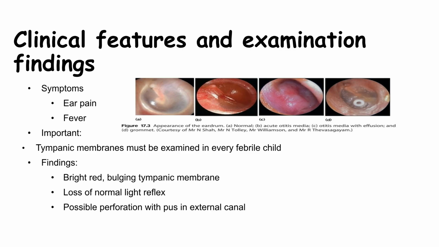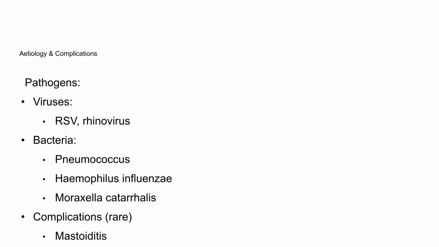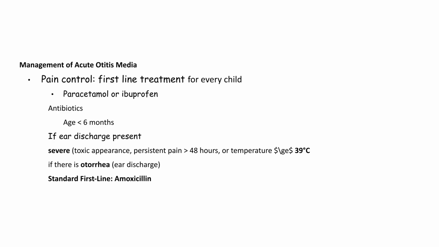It is important to examine the tympanic membranes in every febrile child for findings such as a bright red, bulging membrane, loss of the normal light reflex, or possible perforation. The etiology involves both viruses, like RSV and rhinovirus, and bacteria, such as pneumococcus, Haemophilus influenzae, and Moraxella catarrhalis. Rare complications include mastoiditis and meningitis. Management prioritizes pain control with paracetamol or ibuprofen as the first line of treatment. Antibiotics, specifically amoxicillin, are indicated for children under 6 months if ear discharge is present, or in severe cases.